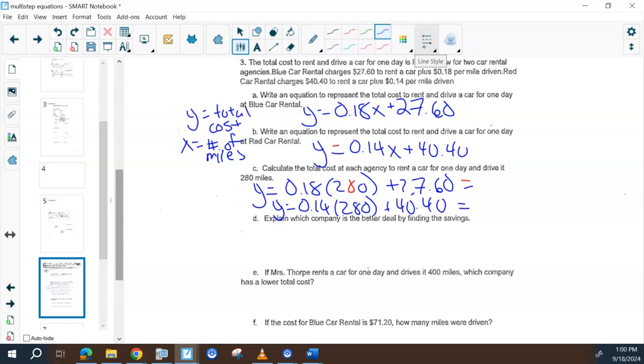One, that was your blue car rental. What was the total cost for that? $78. And then what was the total cost for the red car? $79.60. So then which company has the better deal? The blue, because it's cheaper by $1.60.